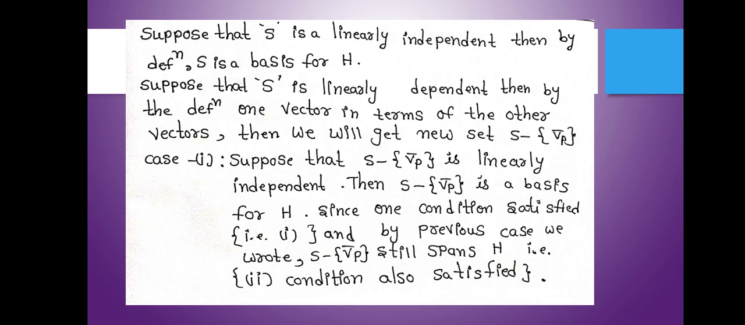So here we wrote that, suppose S except Vp is linearly independent. Also we wrote it as a spanning set. Then S except Vp is a basis for H. It satisfied the two basis conditions. So S except Vp is a basis for H, in case the subset is linearly independent. Suppose the subset is again dependent, then what do we see in the next step?